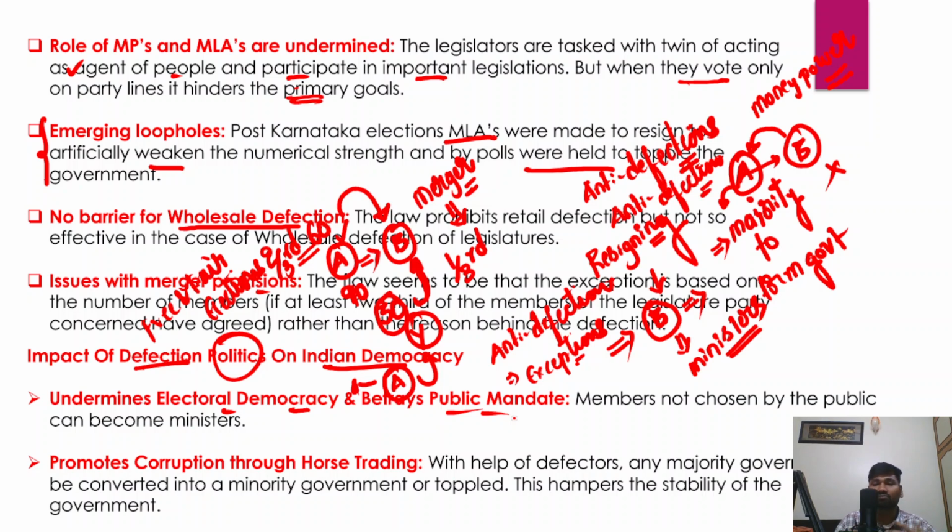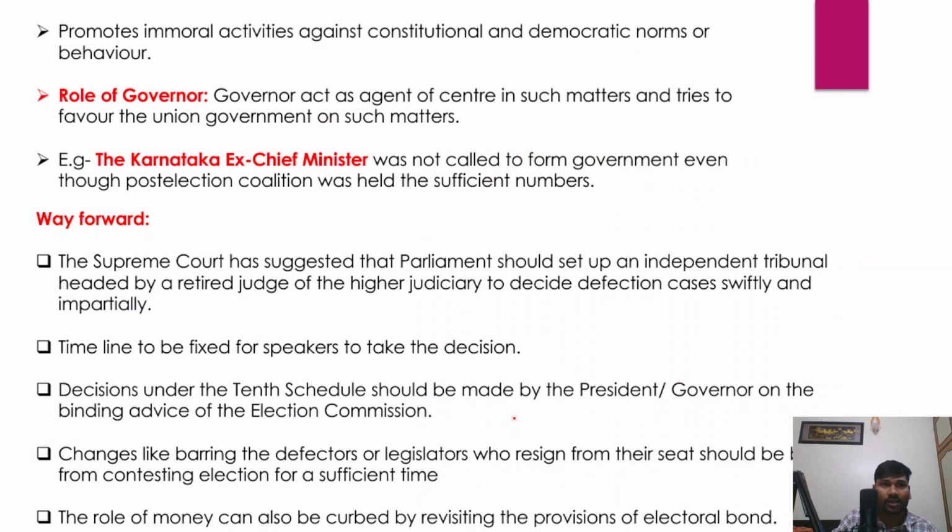And in fact, we have discussed several times that it actually promotes political corruption, horse trading, bribery, misuse of power, and the members prioritizing their narrow personal interests over larger national interests, regional interests, or even the interests of the people that they are actually representing. So these are the problems. And apart from that, frequent defections would also promote immoral activities against constitutional and democratic norms or behavior.